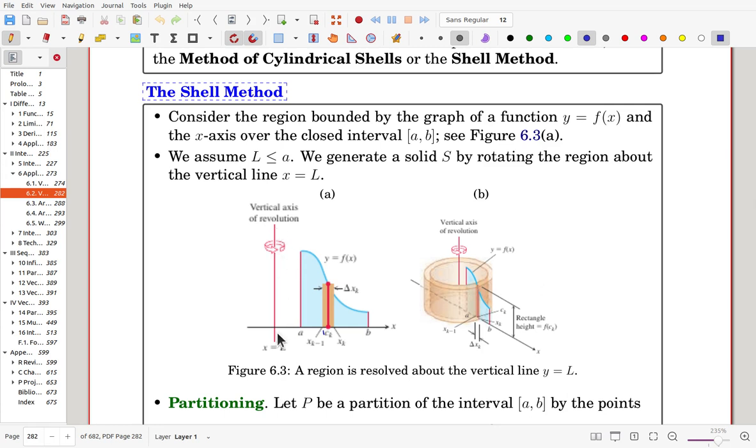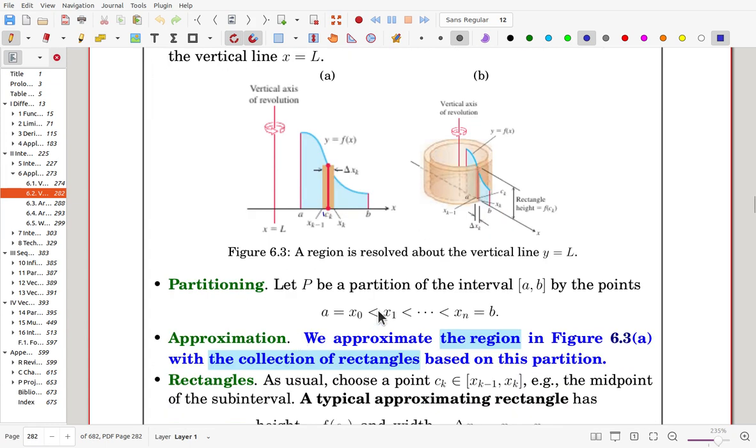Then you can imagine the solid. We'll try to get the volume of the solid, and we'll use the same technique, the limit of Riemann sums. So we begin with partitioning. We partition the interval into n subintervals.